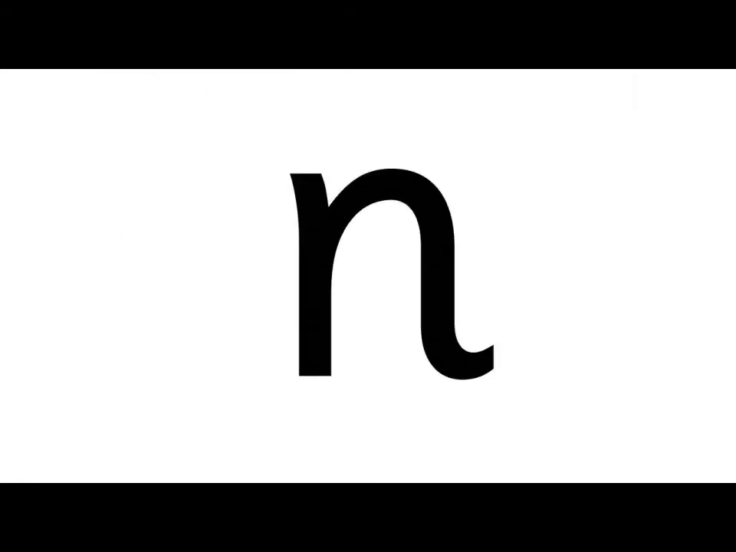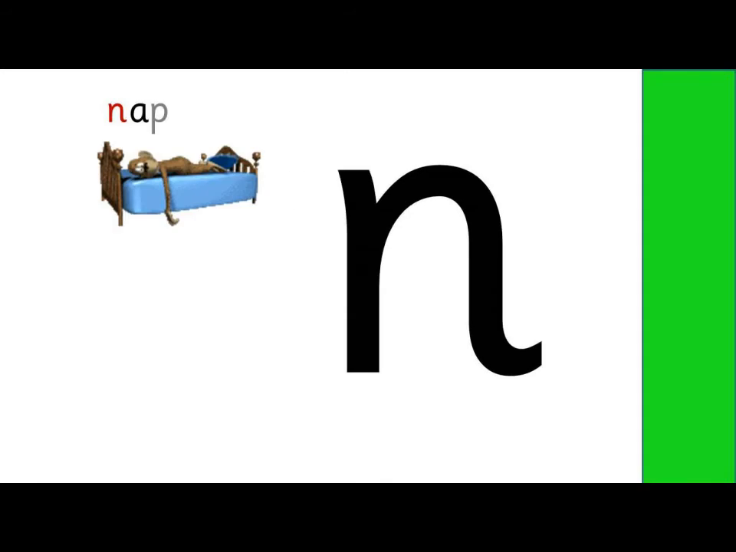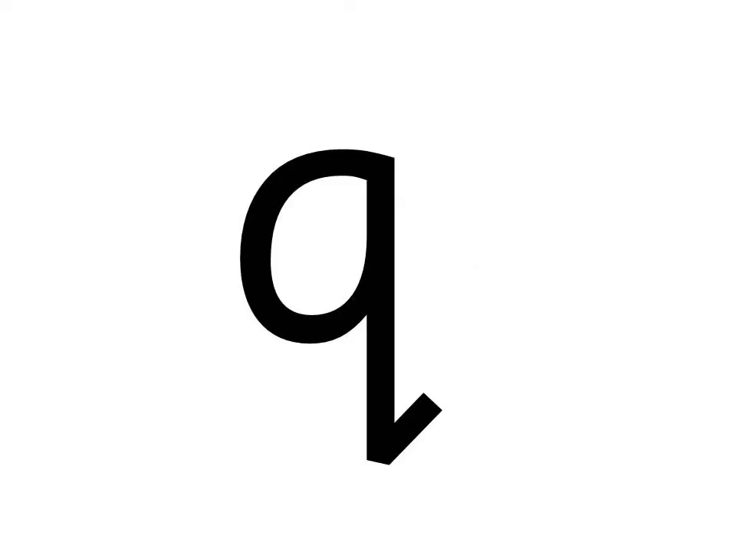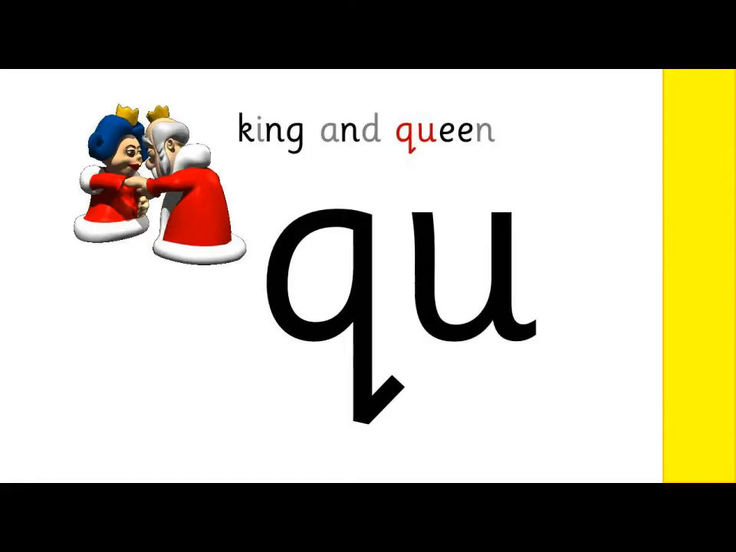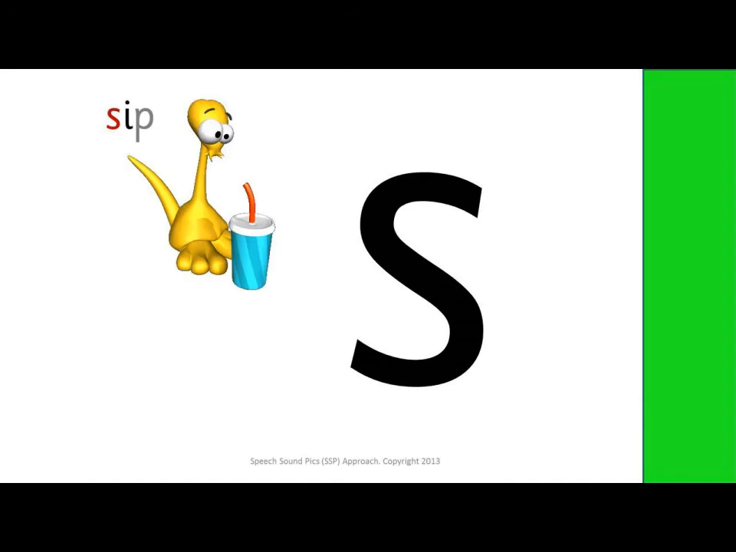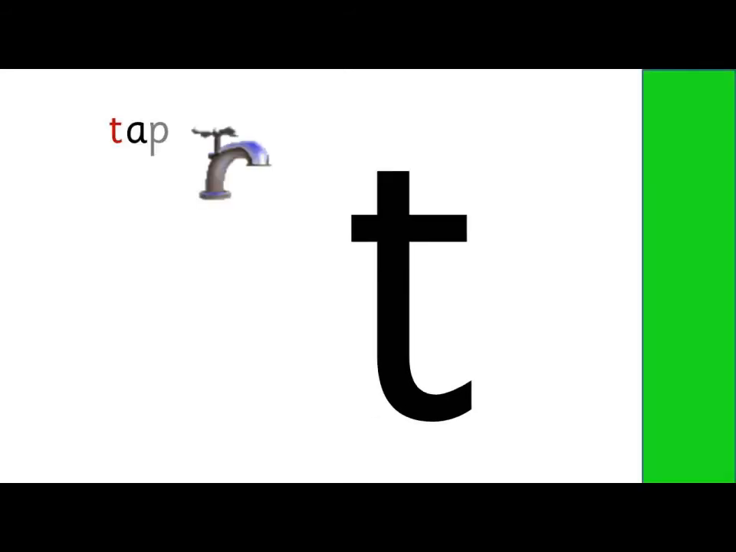N is a picture of N in the green level. O is a picture of O in the purple level. P is a picture of P in the green level. Q is a picture of the Qu sound pick. Q-W. R is a picture of R in the purple level. S is a picture of S in the green level. T is a picture of T in the green level.